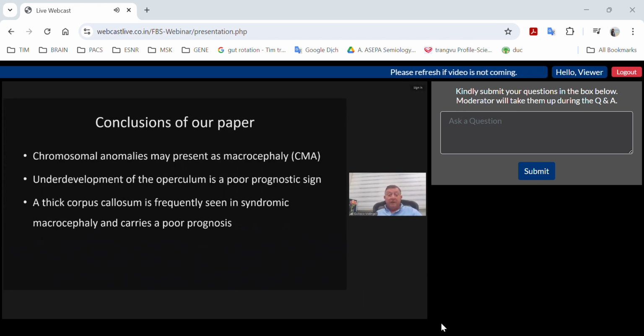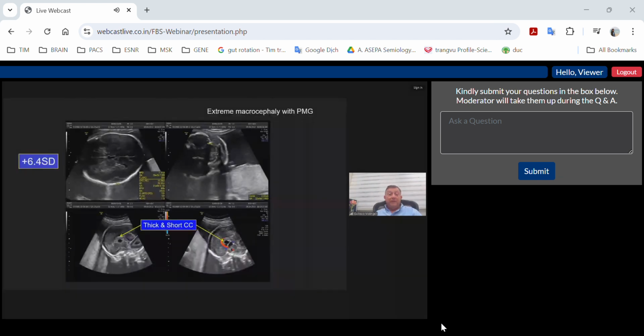An acceleration in head growth in the 3rd trimester usually implies syndromic macrocephaly if it reaches more than 3 standard deviations. Chromosomal anomalies may present as macrocephaly. We were speaking at this time only of CMA. Underdevelopment of the operculum is a poor prognostic sign, and the corpus callosum anomaly is frequently seen in syndromic macrocephaly and carries a poor prognosis.